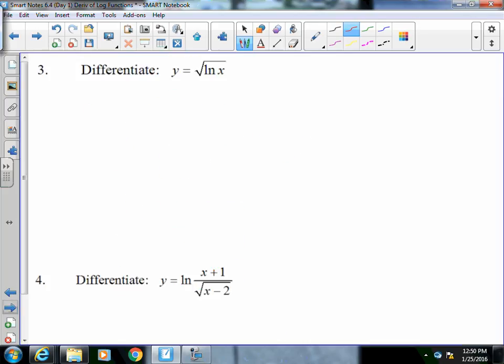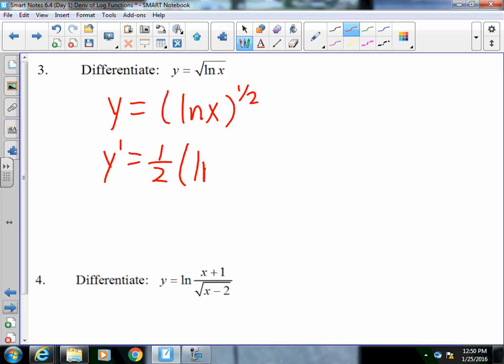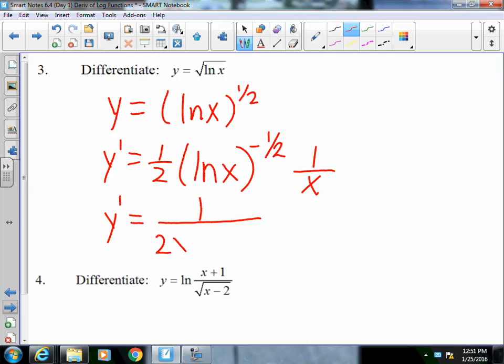Chain rule, we've got something to the 1/2 power. I'm going to rewrite this first as ln of x to the 1/2. To derive, we take 1/2 ln of x to the negative 1/2 times the derivative of ln of x. I'm going to simplify this a little bit. y prime is going to equal 1 over 2x radical ln of x, when you move everything so that the exponents are positive.